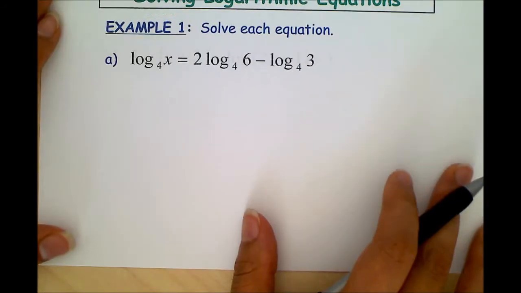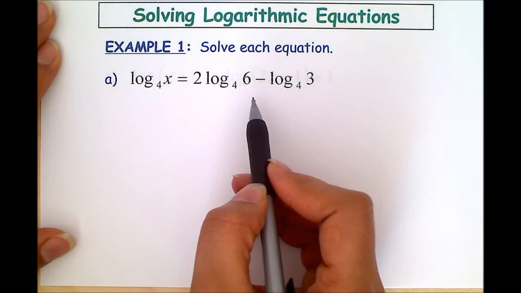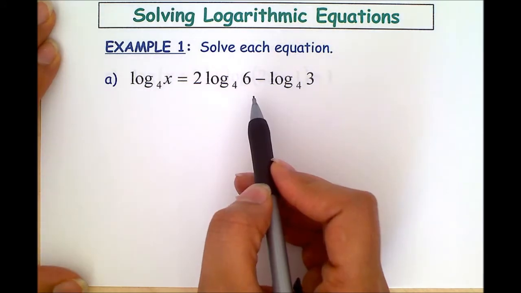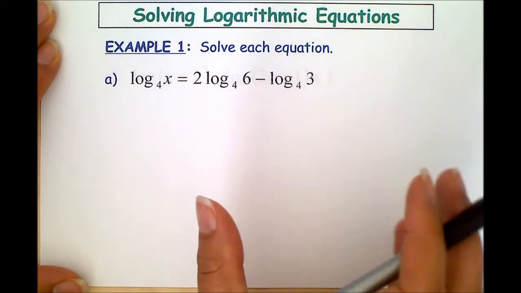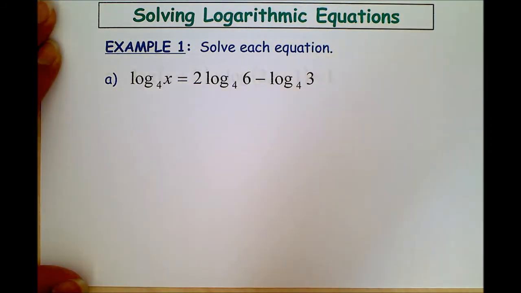So the first example asks us to solve each equation. What you'll notice is that you have a logarithm on the left side and you have logarithms on the right side. So if I can combine all the logarithms on each side so that it's a single log on the left and a single log on the right, then what I could do is ignore the logarithm part and just look at the number parts instead, or the answer parts instead.